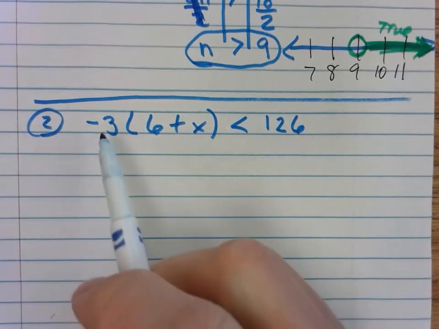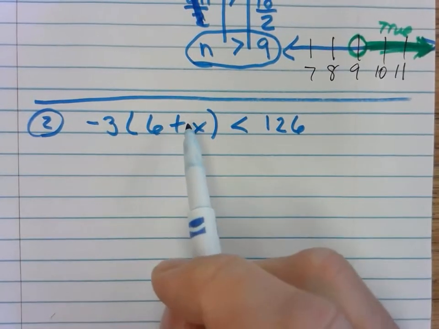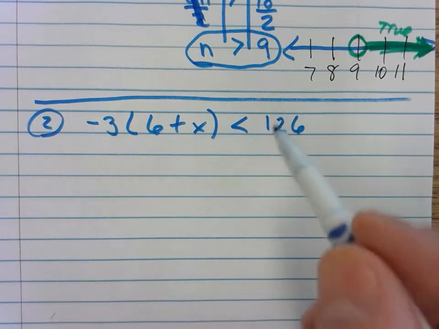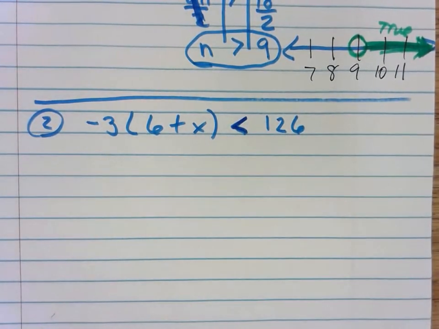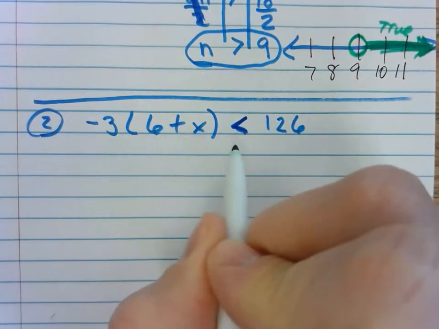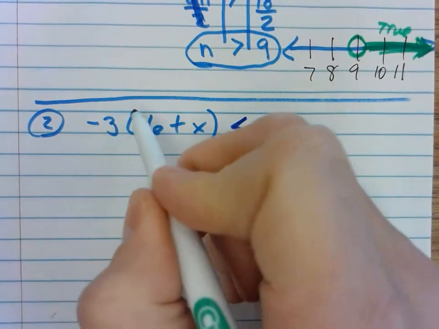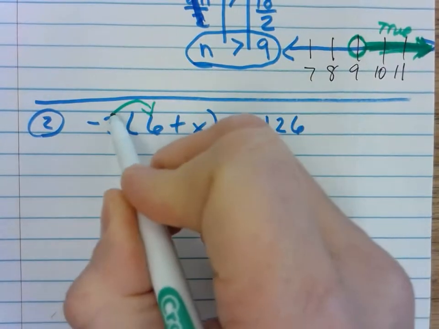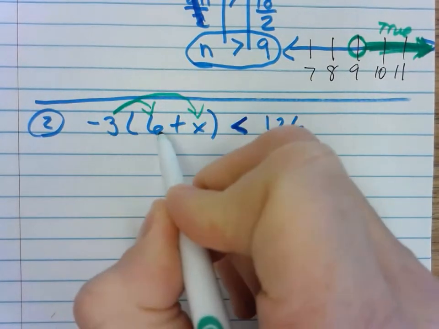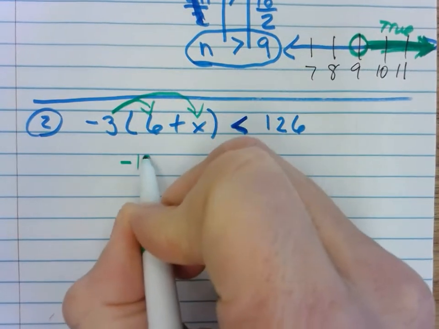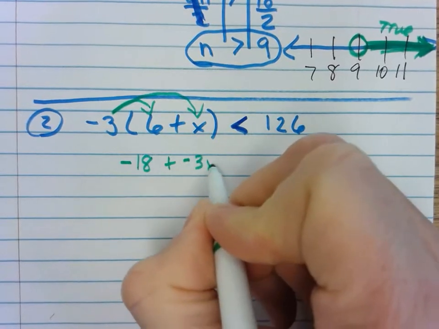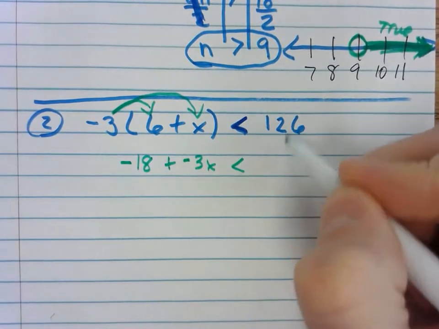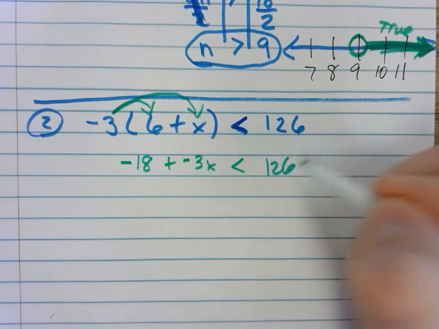All right. So we got negative 3 on the outside. 6 plus x is inside the parentheses. And again, this is just a plain old less than 126. All right. So I don't have a subtract sign in here, so I don't need to do any additive inverse on this one. So I'm just going to do my little distributive property arrows here. Negative 3 times 6 is negative 18. Negative 3 times x is negative 3x. I've got less than, I got 126, so I'm just copying those down.